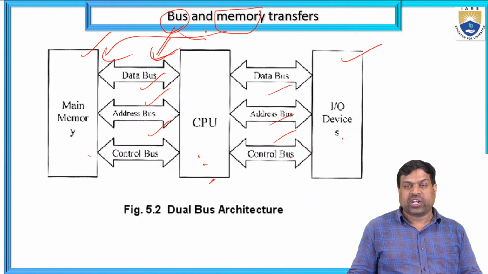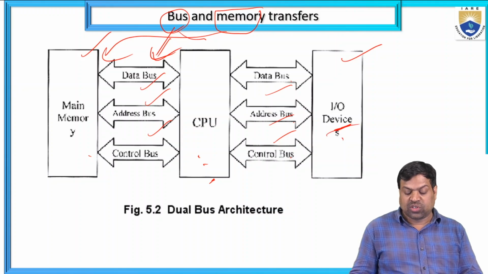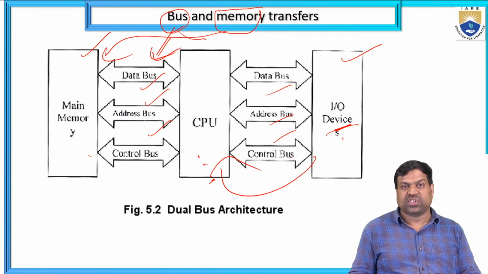Bus and memory transfer play a very important role in transferring data from source to destination, or from one memory to another memory. We do this through the buses: data bus, address bus and control bus. Memory means we are using main memory, peripheral or secondary memory. If I am taking secondary memory, I definitely need input output devices connected to the CPU. Only then can we access secondary memory.